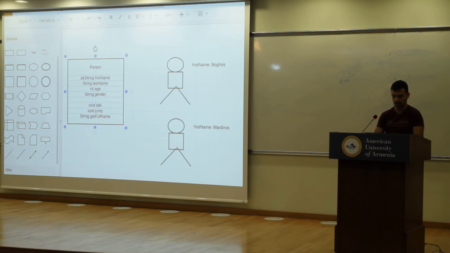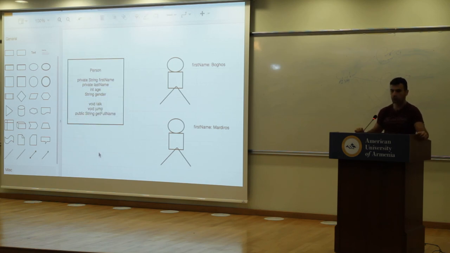Let's have it be private. Let's have last name be private. But full name can be public. So what this means is that from the outside, when the object is actually created, we don't know the first name, we can't access the last name, but we can ask, hey, what's your full name? And it will tell us the first name concatenated with last name, assuming that's how the get full name function was implemented. Does that make sense?